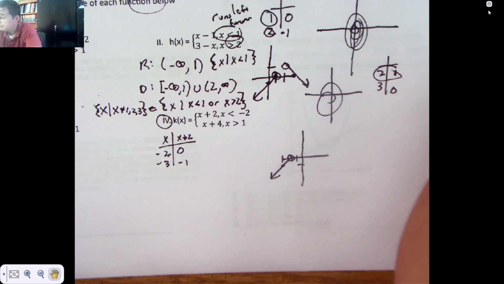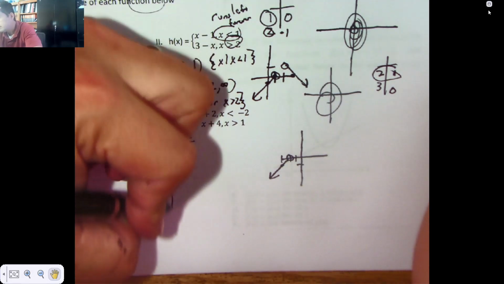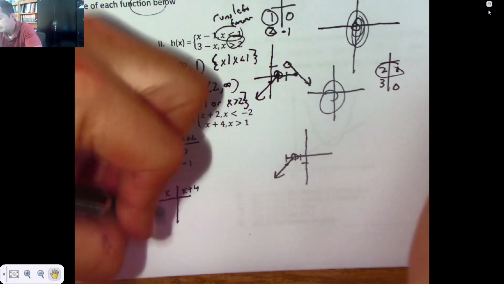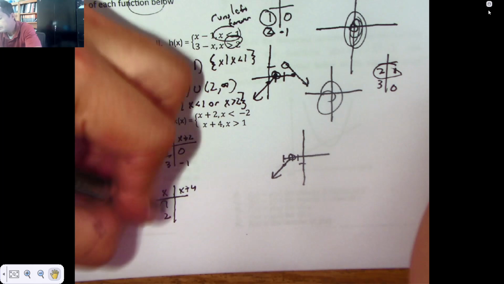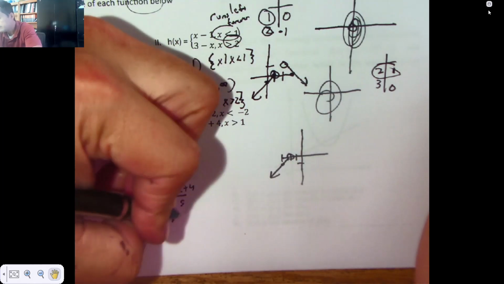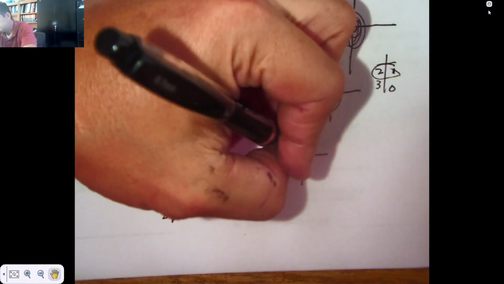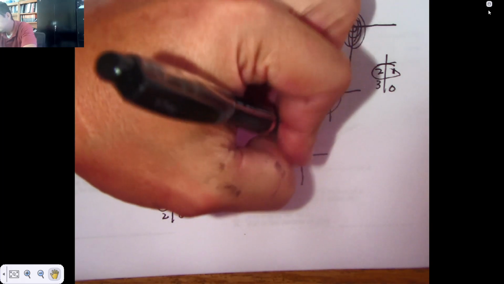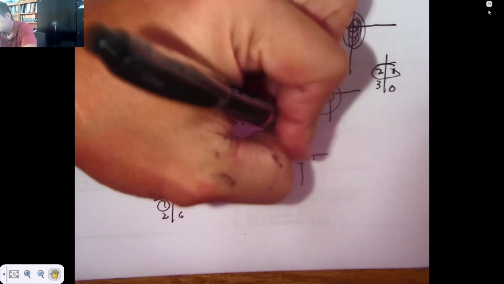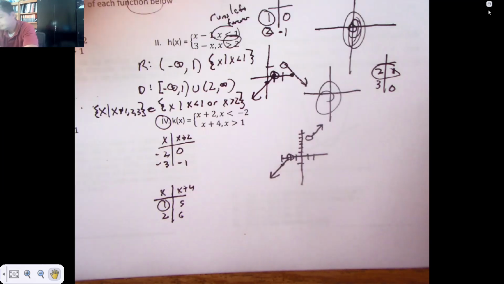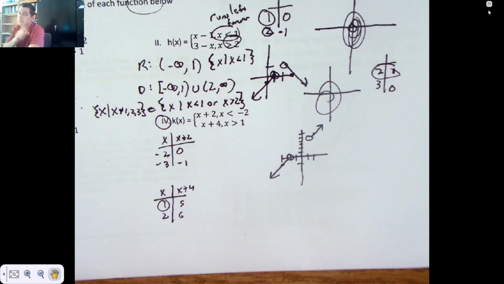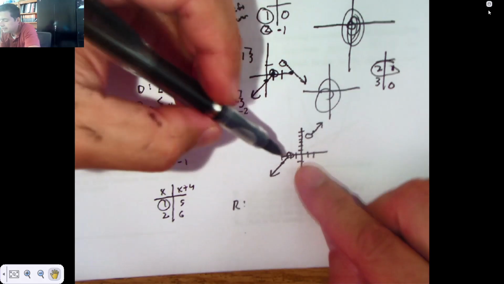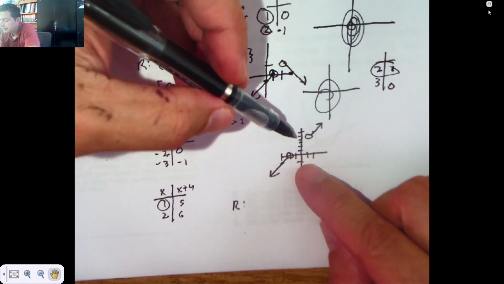Then I have x plus 4 if x is greater than 1. This thing's got a heck of a gap, doesn't it? So I can feed it a 1 and I can feed it a 2. And again, I will open circle the 1. That's a 5, that's a 6. It looks like that. This one has got an issue with its range. There's a gap. There's nothing between 0 and 5.